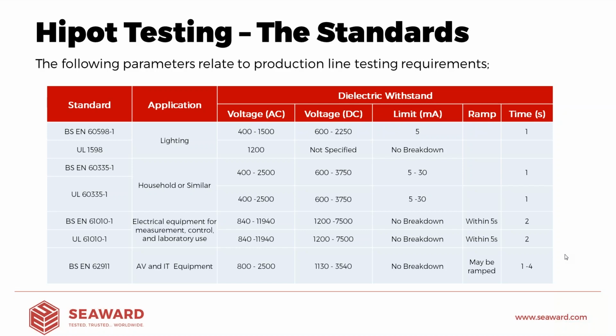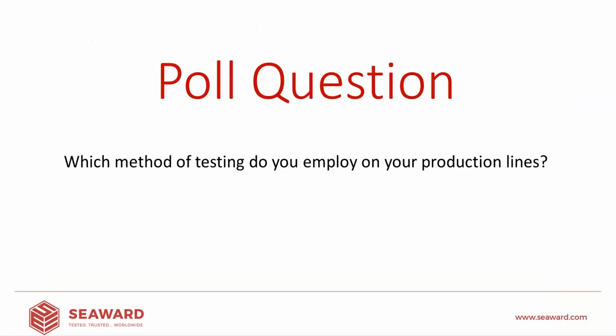So before we move on to the videos and we close the presentation, we're just going to ask you one more question. And that question is, which method of testing do you employ on your production lines? Is that AC testing, DC testing, or do you do a combination of both? We'll give you a minute to answer the questions, and then Brad will come back and give you an update as to what we all voted, and then we'll show you the videos.